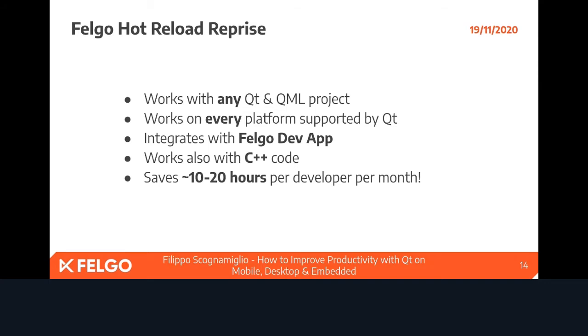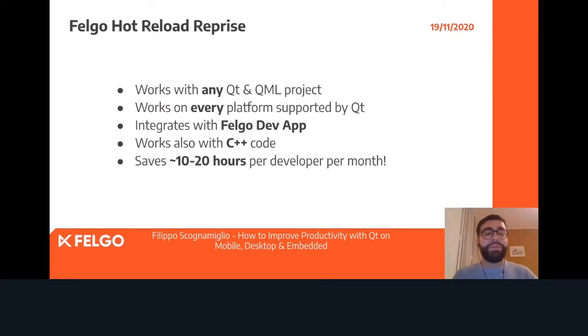Let's summarize a bit the difference. It works with any Qt and QML project, so there's no need for a Felgo-specific project in here. Every Qt and QML application can be run through the Hot Reload server and client. It works with every platform supported by Qt. Yes, that includes WebAssembly. And it integrates with the Felgo Dev App. We're going to see it in a bit, but it's a custom client for Android and iOS.